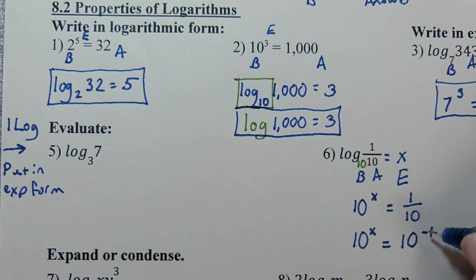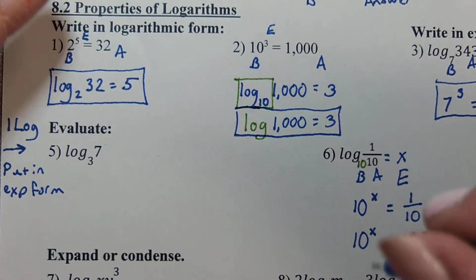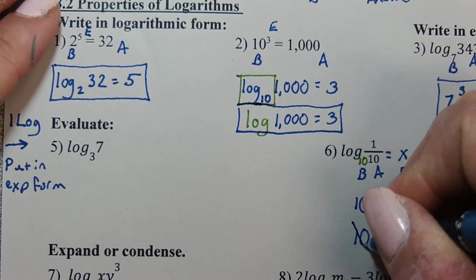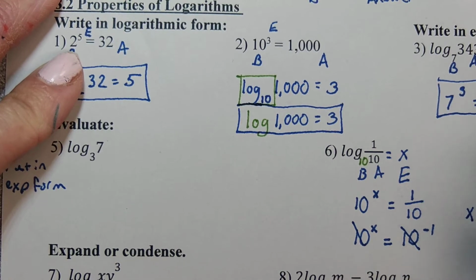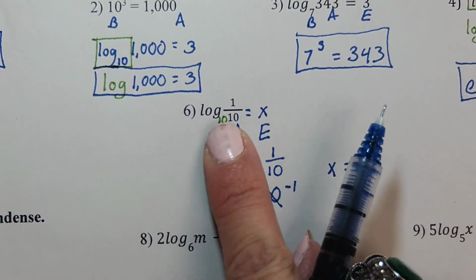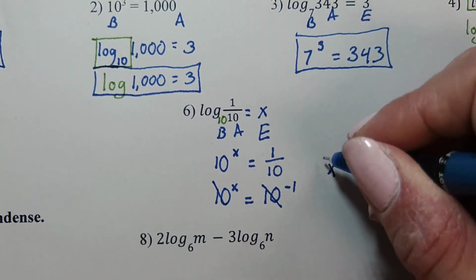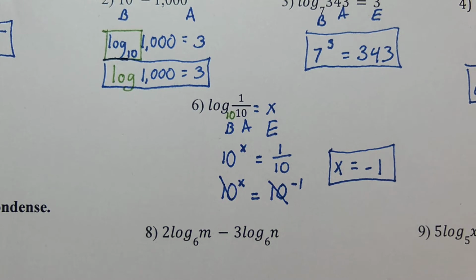Because 10 to the negative 1 takes it to the downstairs of that fraction and makes it 1/10. So now that these have the same base, I can cross them off, and we find that x equals negative 1. So that is what this log is equal to. So common log of 1/10 is negative 1. And what's nice about this one is since your calculator has a common log button, you can actually type log 1/10 and you can check yourself.